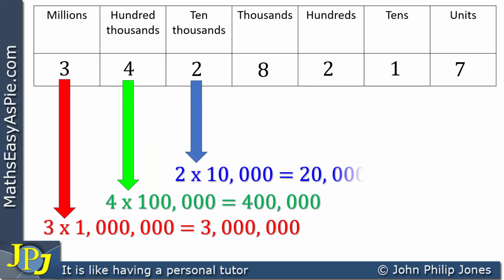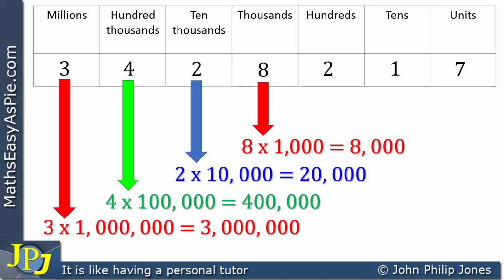If we look at the 2, that's 2 times 10,000, and that's worth 20,000. If we look at the 8, that's 8 times 1,000, because the column has a place value of 1,000, and of course 8 times 1,000 is 8,000. If we look at the 2 that's in the hundreds column, then that's 2 lots of hundreds, which is 200. If we look at the 1 in the tens column, there's 1 lot of 10, so it's got the value of 10. If we look at the 7 in the units column, that's got the value of 7, because we have 7 lots of units.